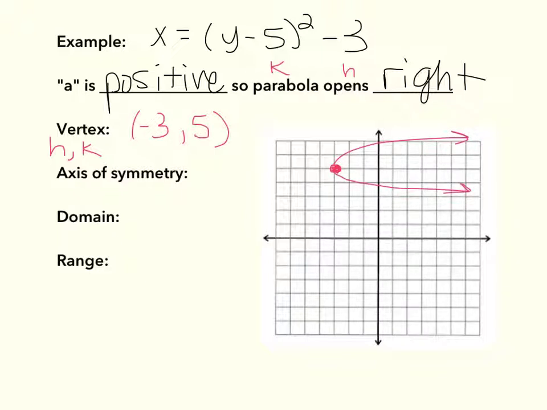And your axis of symmetry is the line that cuts your parabola in half. And you can see that it cuts it in half at 5. So then your axis of symmetry would be y equals 5. And your domain, when you're reading from left to right, starts at negative 3 and goes to infinity. And your range would be negative infinity to positive infinity, because this will go down forever and this will go up forever.